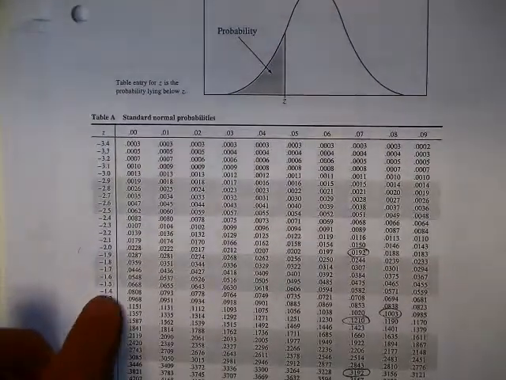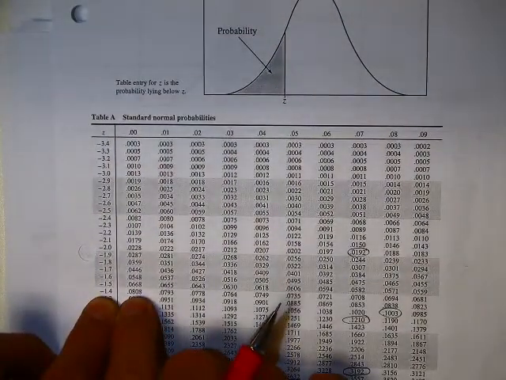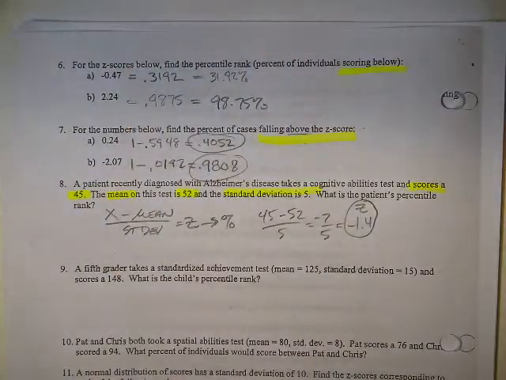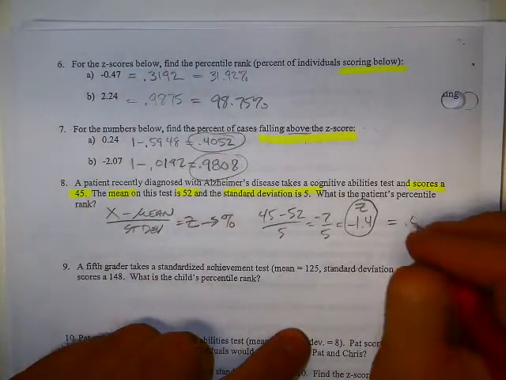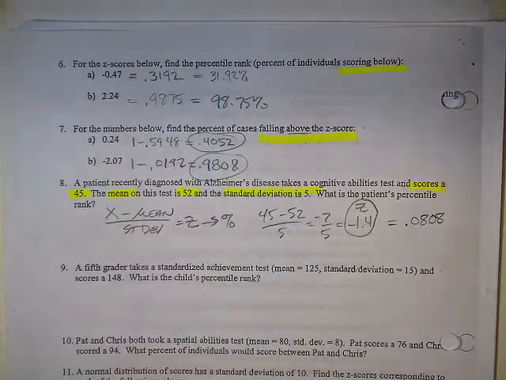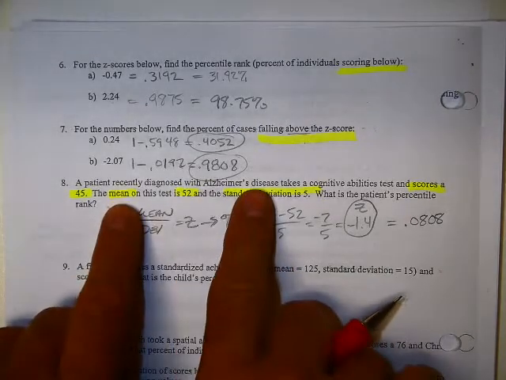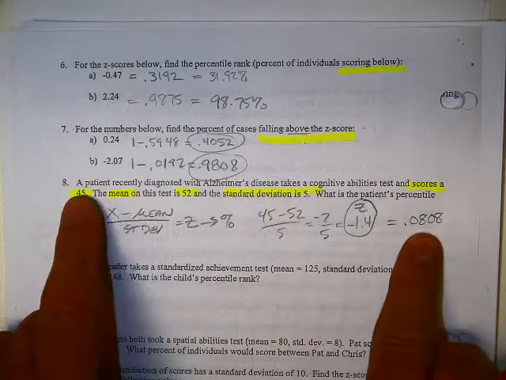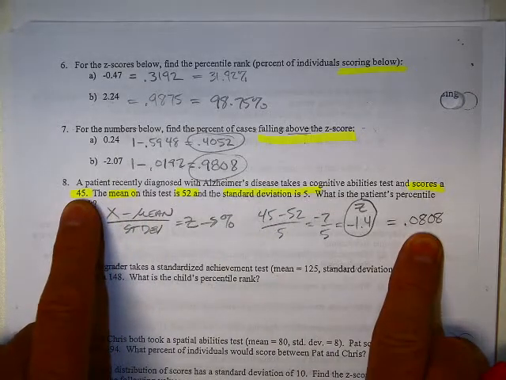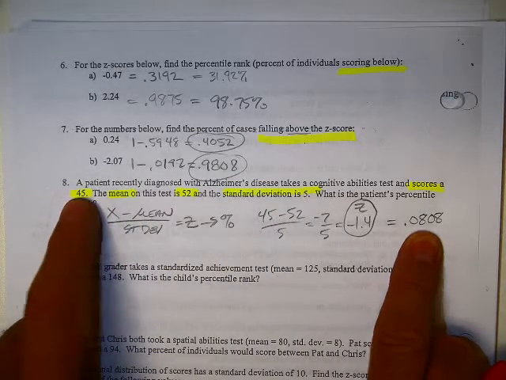That's not the answer, but that's going to take me to the answer. Negative 1.4 is 0.0808. Or to put that in another term, a little more than 8% of the population who take this test score below this person, below the 45. So that's a pretty low score.